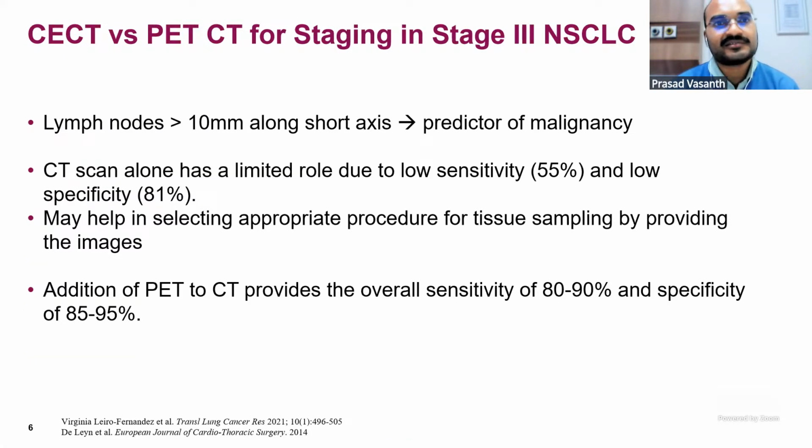So what is the difference, or what is the concordance, between CECT and PET-CT for staging in NSCLC? For a lymph nodal lesion, more than 10 mm dimension in the short axis is considered highly suspicious for malignancy. The role of CECT scan alone is limited because of low sensitivity and low specificity. Hence, addition of PET to the CT improves overall sensitivity and specificity.